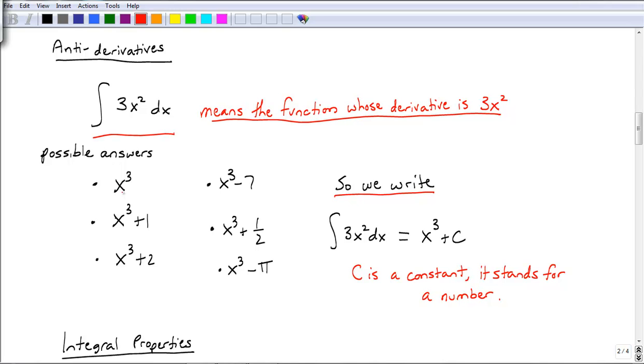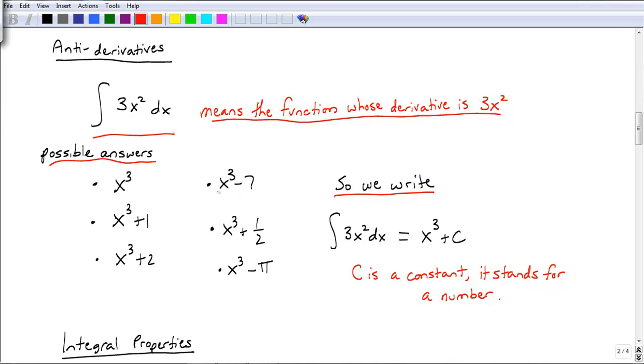If I take the derivative of x cubed, I get 3x squared. So there's a possible answer. But I could have taken the derivative of x cubed plus 1. The derivative of x cubed is 3x squared. The derivative of 1 is 0, so it wouldn't have shown up. So that's a correct answer. X cubed gives me 3x squared. The 2 would give me 0. So I could take the derivative of x cubed plus 2 and get 3x squared.